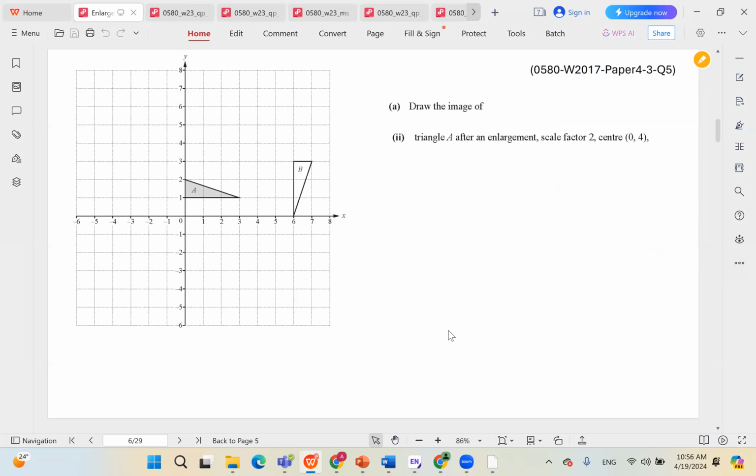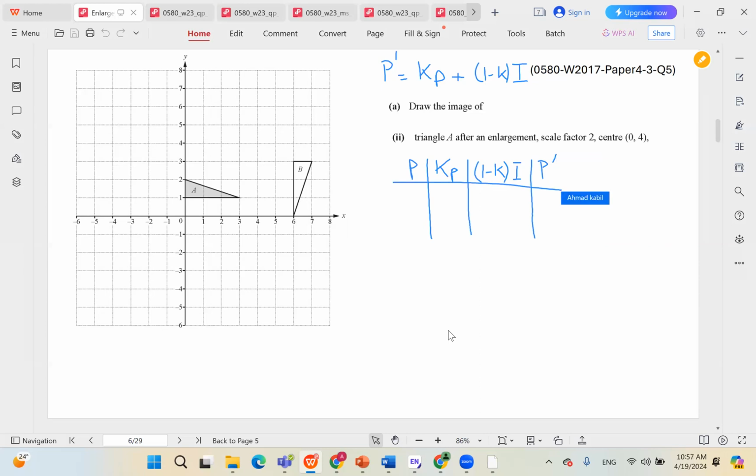Draw the image of triangle A after an enlargement, scale factor 2, center 0, 4. So again, we have our equation, P dash equals KP plus 1 minus K times I. And we're going to draw the table. So we have P, KP, 1 minus K times I, and finally, P dash.